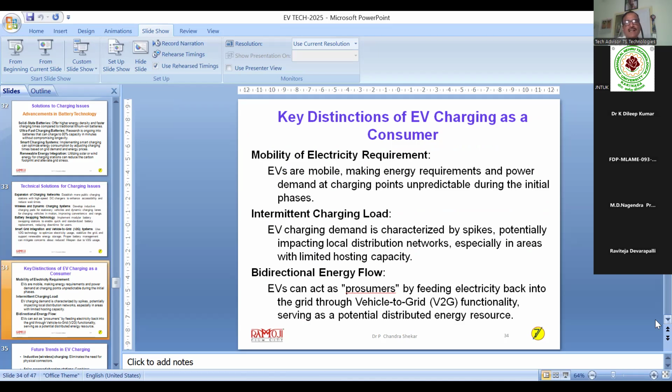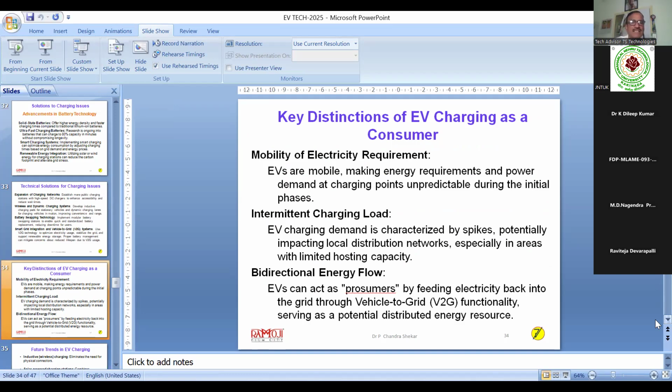Key distinctions of EV charging as a consumer. Consumer, what is the problem we get? Mobility of electricity requirement: EVs are mobile, making energy requirement and power demand at charging points unpredictable during initial phases. We don't know, suppose suddenly there's a Kumbh Mela. All vehicles are going towards the Kumbh Mela, then everybody wants to charge their vehicles. That means because the vehicles are moving, the electrical demand will keep on moving.